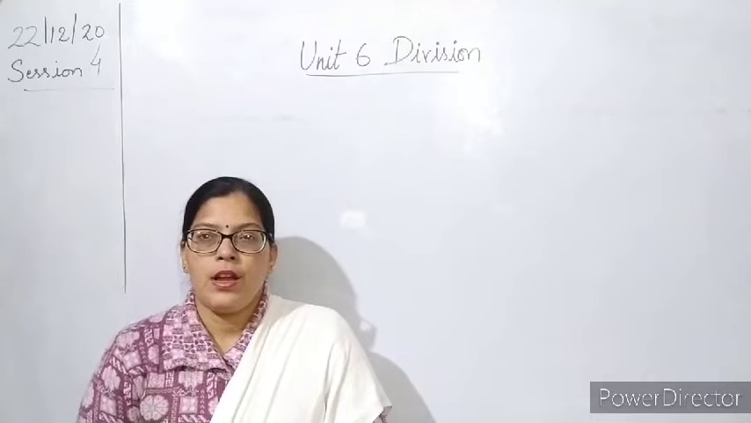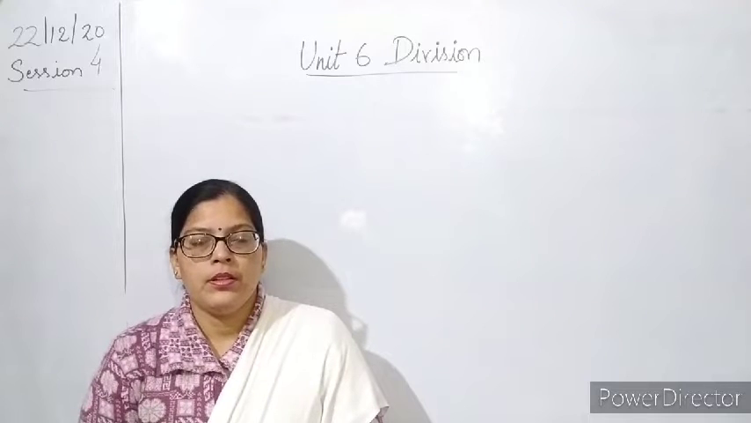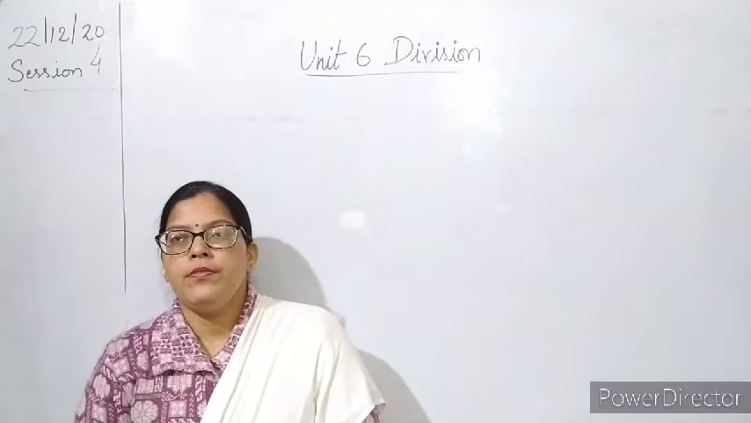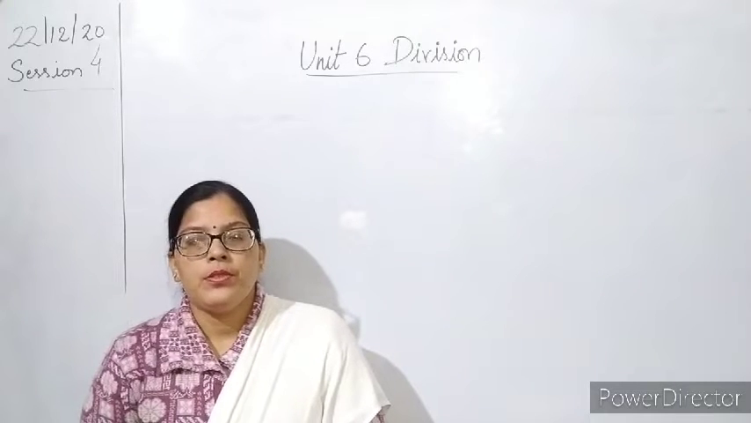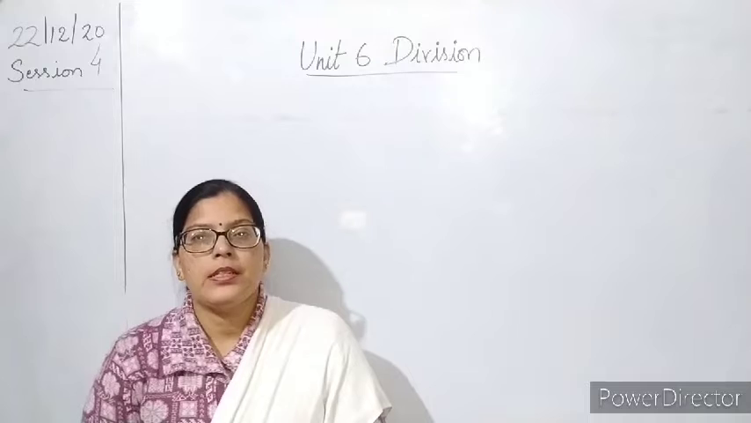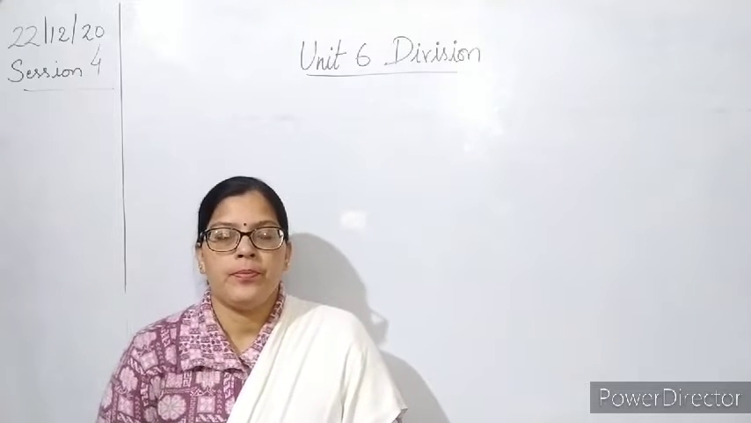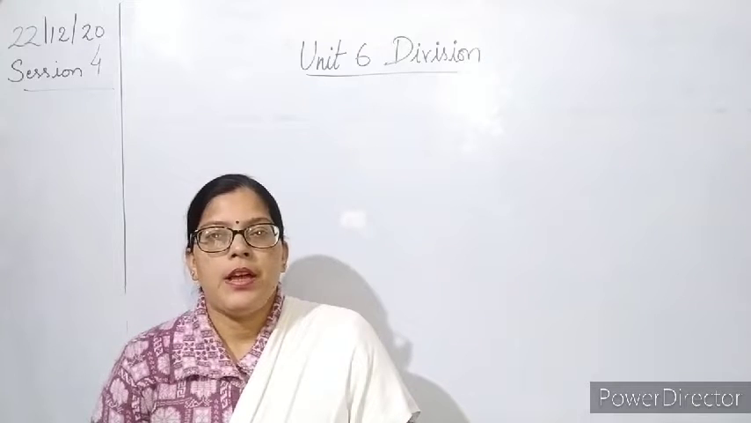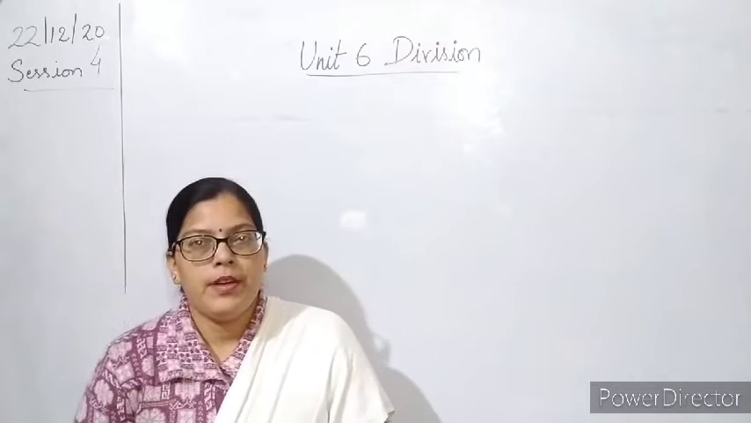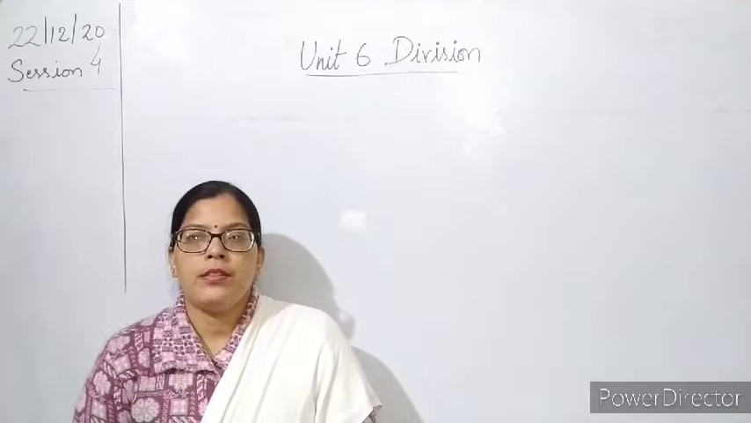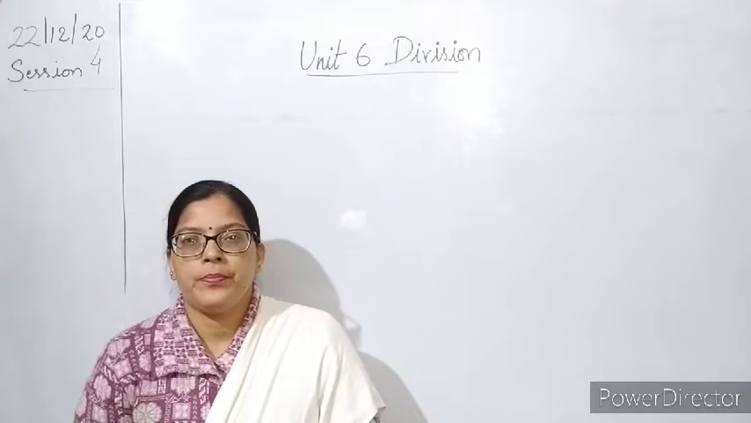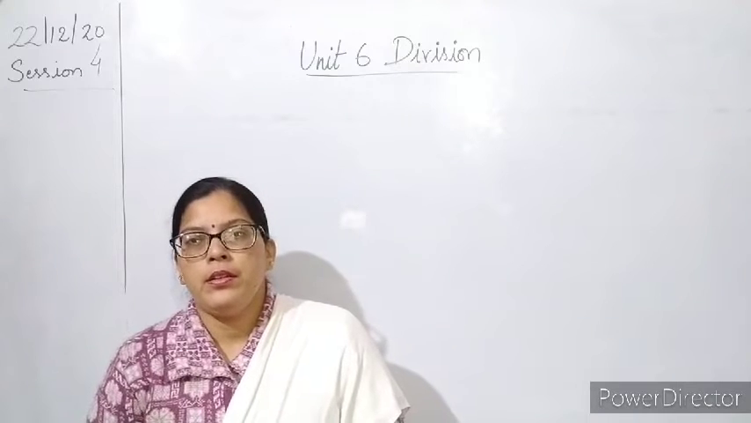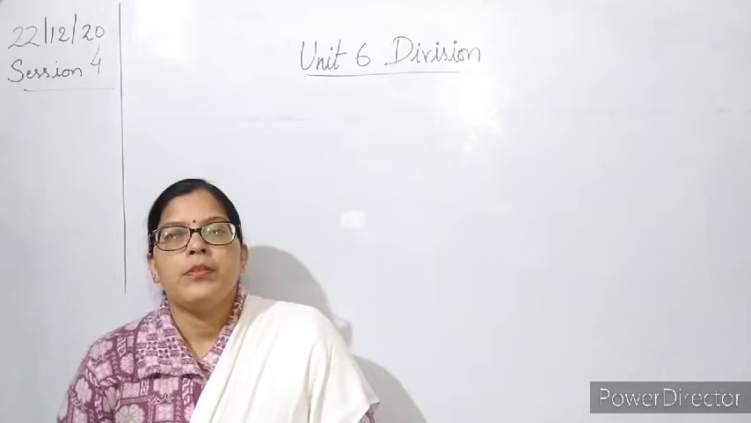So in division, till now you have studied the meaning of division, the terms used in division and properties of division. Now the terms used in division are dividend, divisor and quotient. Dividend is the number which we divide, divisor is the number by which we divide and quotient is the answer which we get after division. And today we are going to see the long division method without remainder.